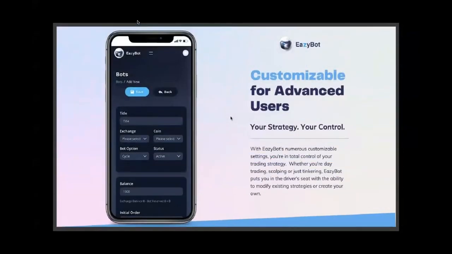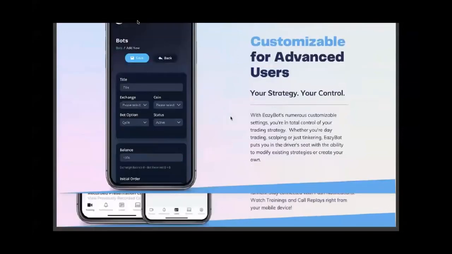EazyBot is definitely designed and loved by those who are brand new to crypto and brand new to trading, but we haven't forgotten about our advanced users either. You see, with an advanced user, you have customizable settings that put you in total control of your trading strategy. Whether you're day trading, scalping, or just tinkering, EazyBot puts you in the driver's seat with the ability to modify existing strategies or to create your own.